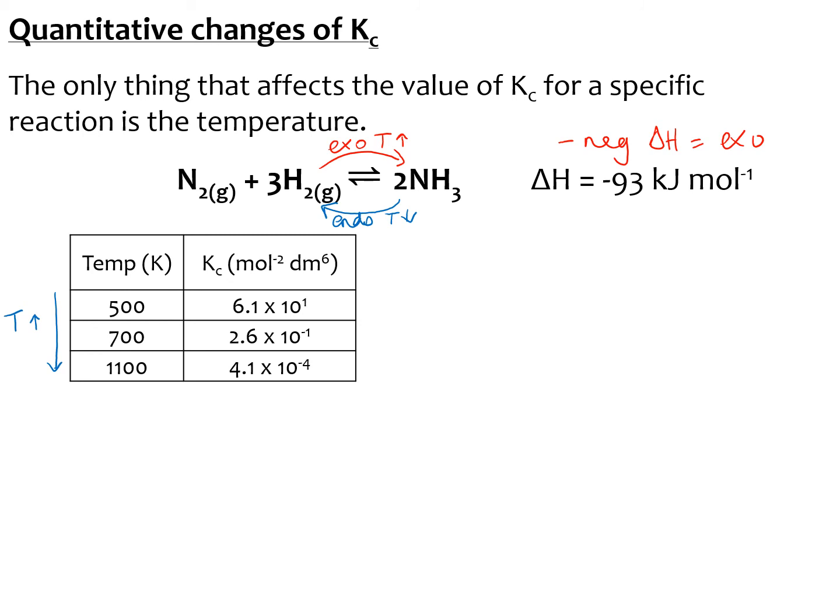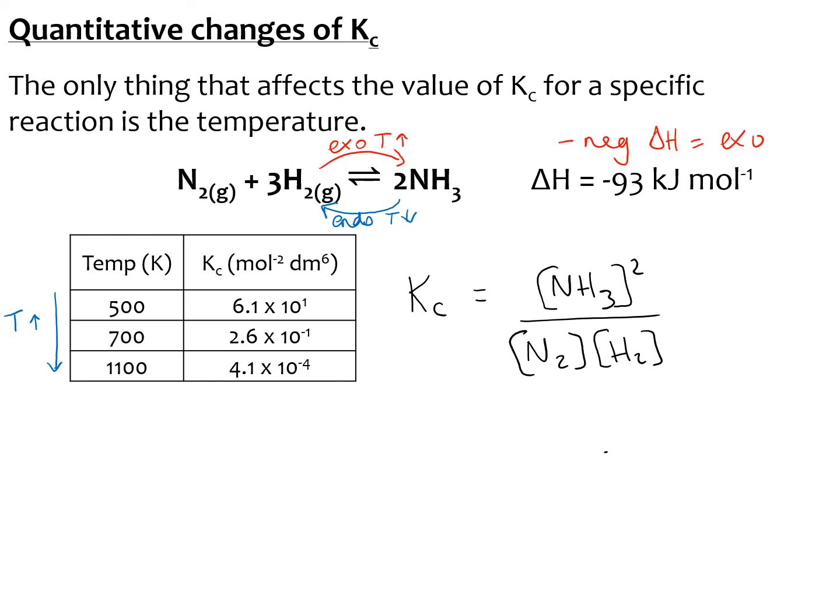Now, if we're talking about values of Kc, we have to think about the Kc expression. We just did this as an example, but Kc for this particular reaction is the concentration of NH3 squared divided by the concentration of N2 times the concentration of H2 cubed. We can see the unit is already in the table, moles to the minus 2 dm6.